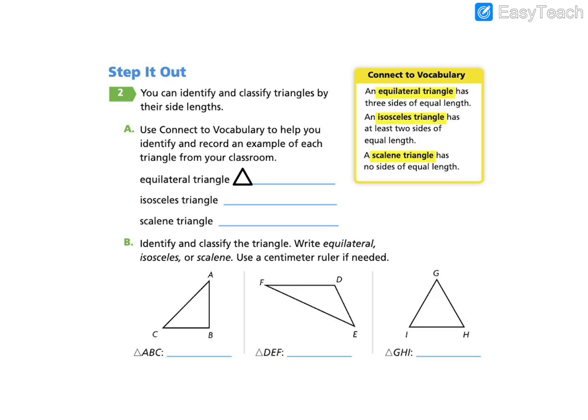An isosceles triangle has at least 2 sides of equal length. Again, this is kind of similar to what we think of when we think of a little triangle, right? It has at least 2 sides that are equal length. What might you see there? It could also be facing that direction, kind of like a flag. But we know that at least 2 sides are of equal length.